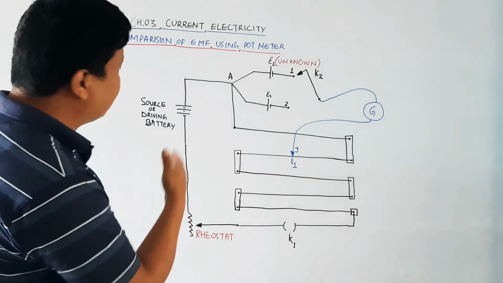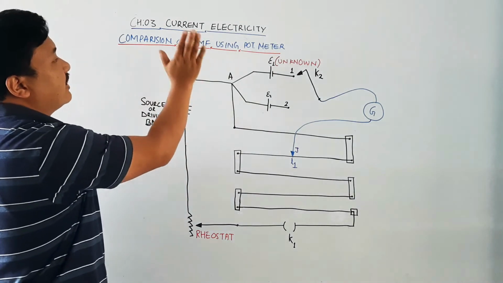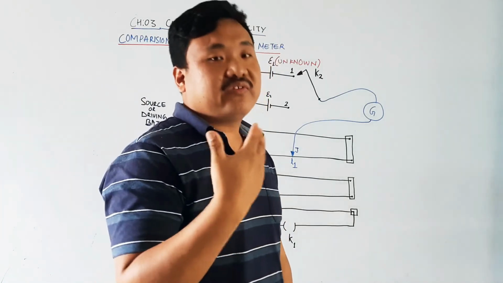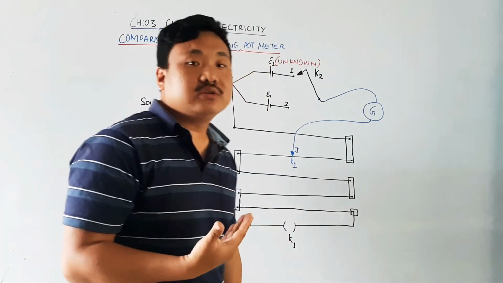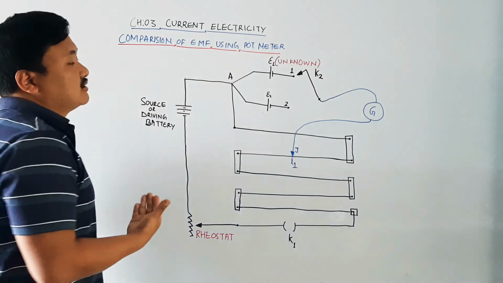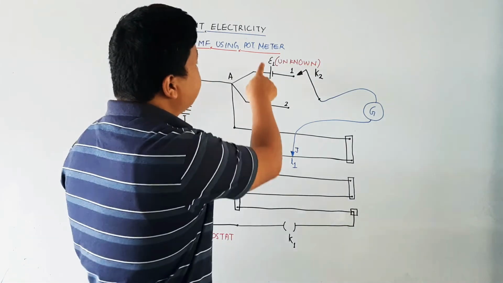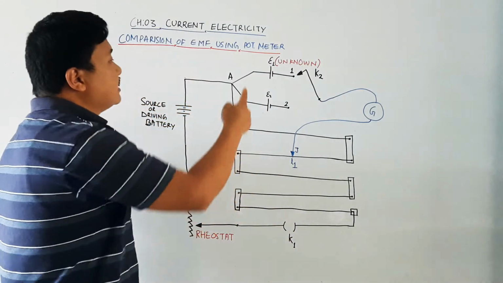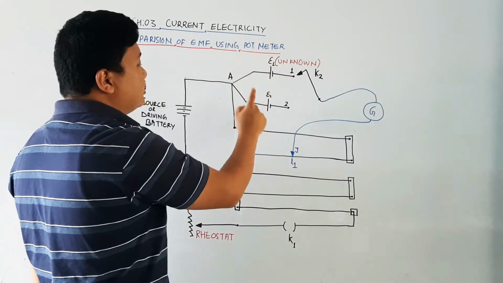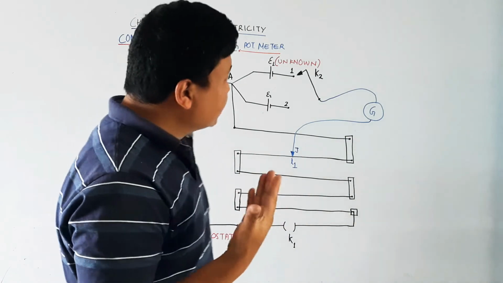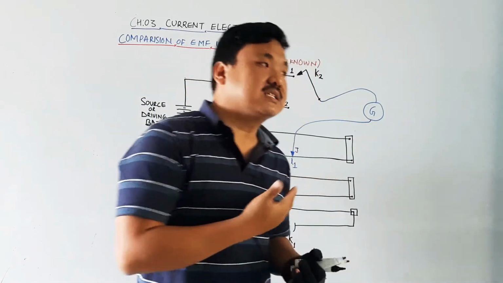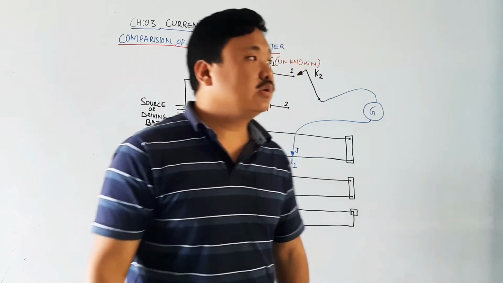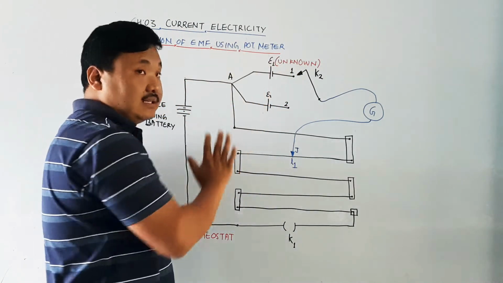So this topic is a comparison of EMF using potentiometer. Comparison means to find the unknown EMF, right? Here E1 and E2 are my EMFs. E1 I have considered as unknown and E2 is of course my known. Using this potentiometer we can find the EMF of an unknown cell.